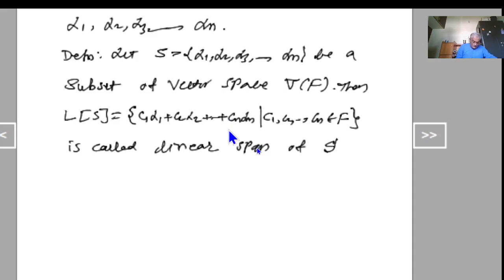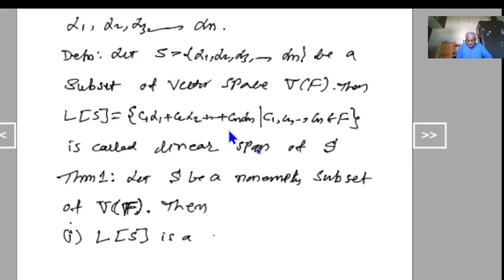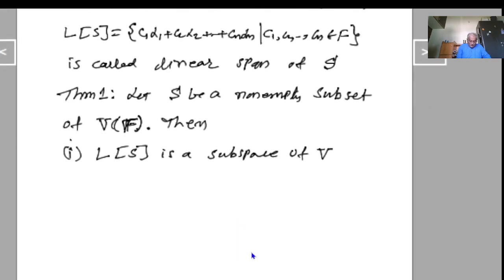Next we go to some results. Theorem 1. Let S be a non-empty subset of vector space V over F. Then number one, L of S is a subspace of vector space V. And number two, S is contained in L of S, that is, S is a subset of L of S.